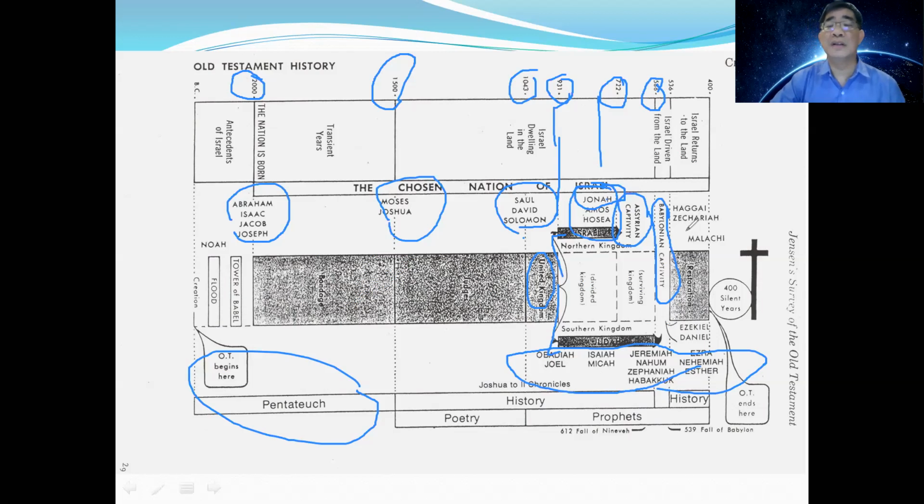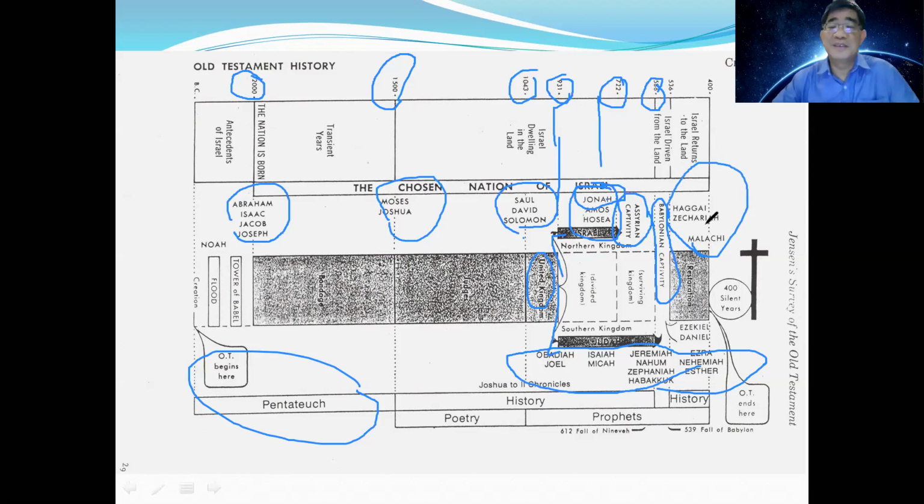And so the post-exilic prophets are Haggai, Zechariah, Malachi. Three prophets here, post-exile. It means they were written after they came back from Babylon. So the dates of writing, when you put them here, these are the dates of writing.